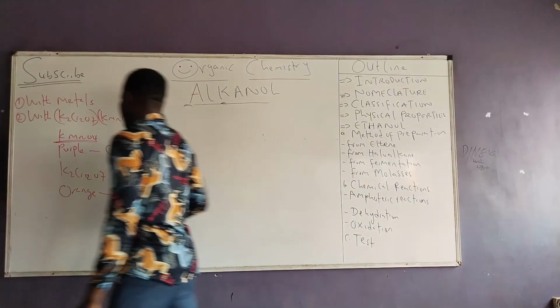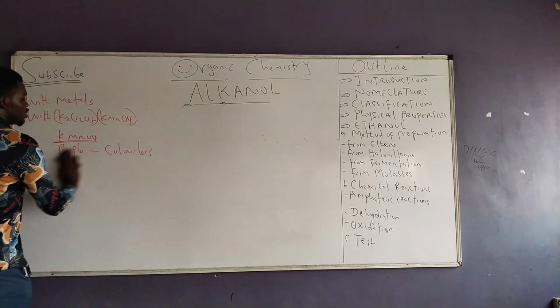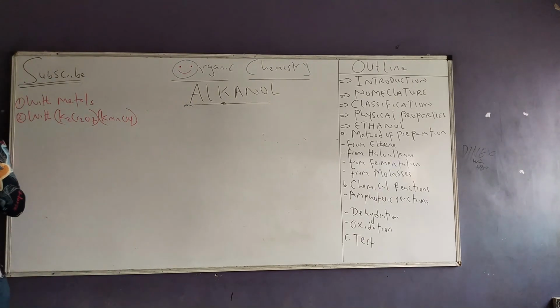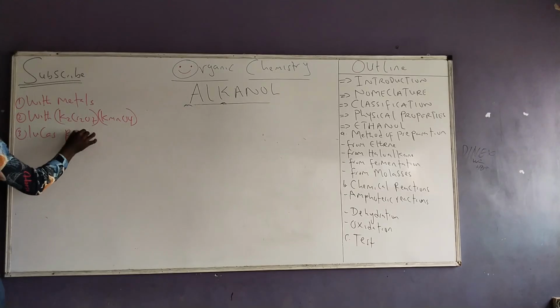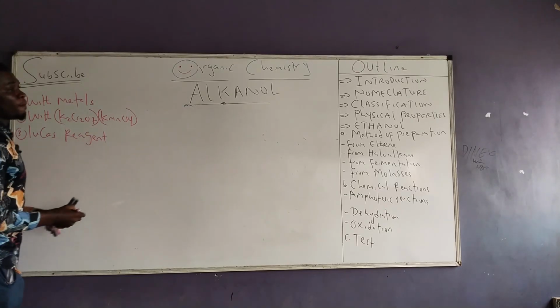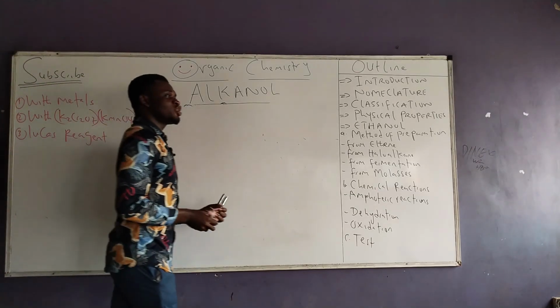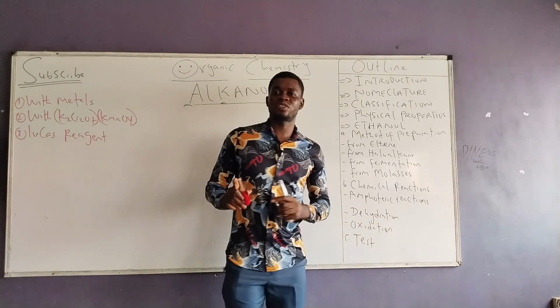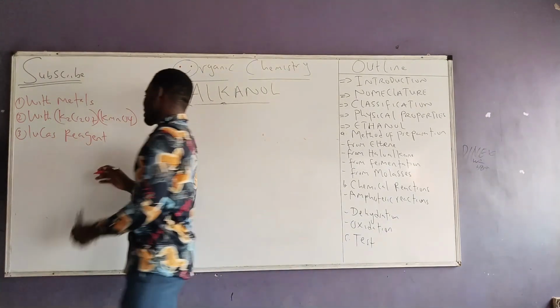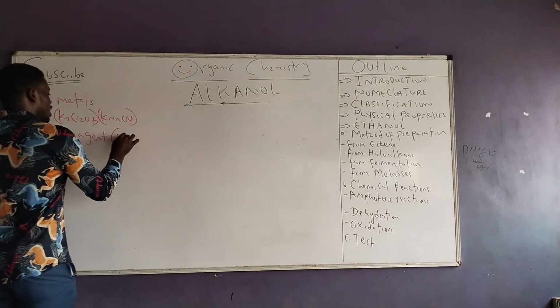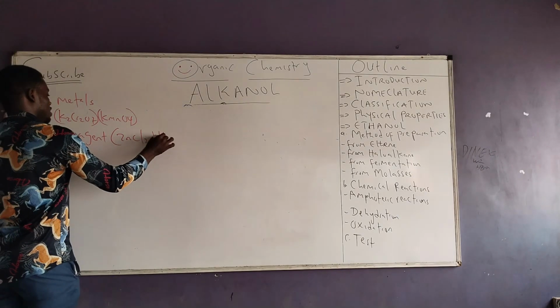Finally, we can test for alkanols using Lucas reagent. Although in this case, we are not exactly testing for alkanols per se. More or less, we are trying to distinguish between primary, secondary, and tertiary alkanols. Lucas reagent is a solution of zinc chloride and concentrated HCl.